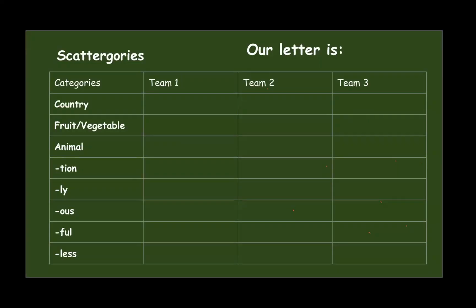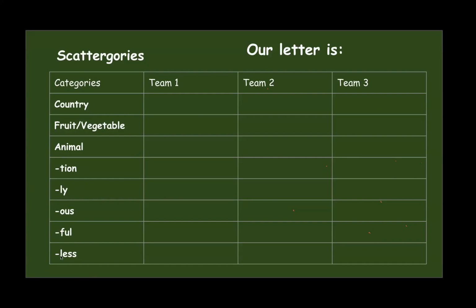So let's pretend that this is my blackboard in the classroom. We have our categories. These I chose for the example. I have country, fruit and vegetable, animal, T-I-O-N word. This means my word needs to end with T-I-O-N. We need a word that ends with L-Y. We need a word that ends with O-U-S. And we need a word that ends with F-U-L-L.